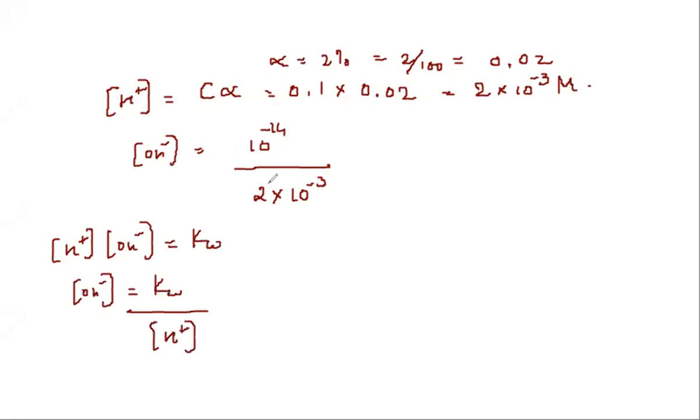Kw is 10 raised to minus 14 divided by the H plus ion concentration, which is 2 into 10 raised to minus 3. Solve it out. 1 by 2 is 0.5. 0.5 into 10 raised to minus 14 and plus 3 becomes 10 raised to minus 11. Or I can write it, shifting the decimal point to the right, as 5 into 10 raised to minus 12 molarity. Yes, so it is 5 into 10 raised to minus 12 molarity.